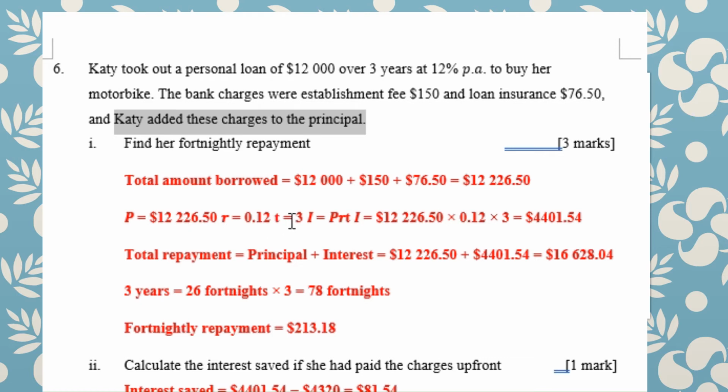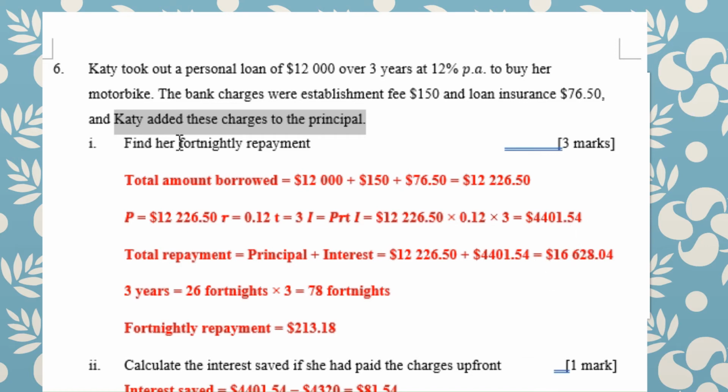Time is 3 years. So you use your I equals to PRT. And you find the interest. That will be 4401.54. Now you want to find total repayment, which is principal plus interest. All right. So you will get the total repayment is 16,628.